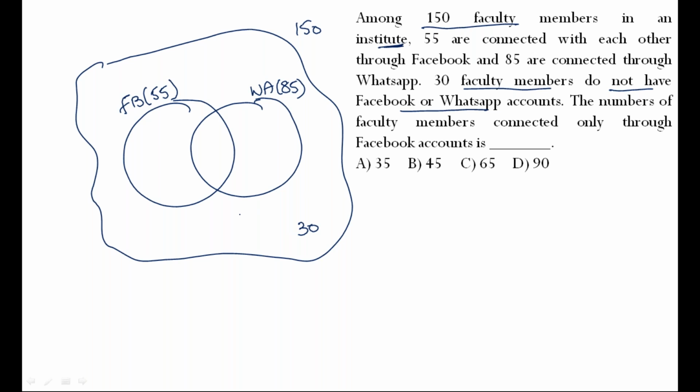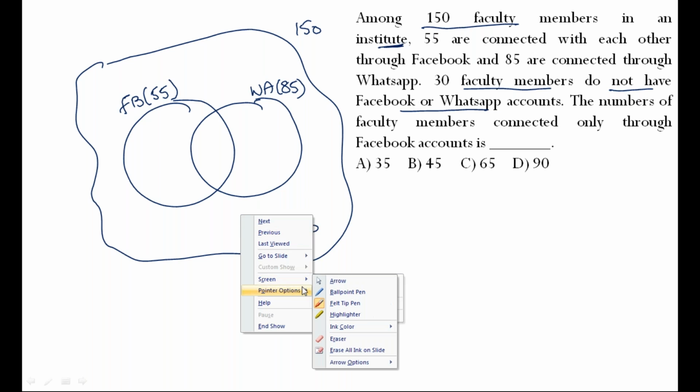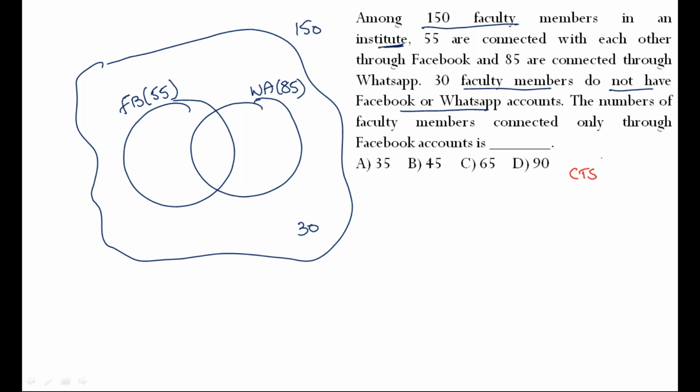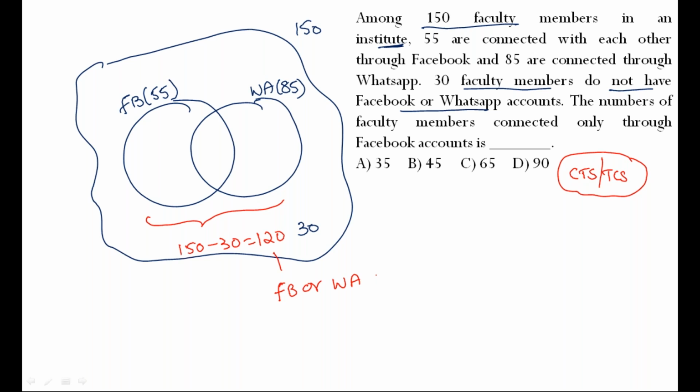Now friends, let us try to understand what is this here. This type of question model is given in CTS and TCS as well. Now listen, out of 150, 30 are not there, meaning this area is 150 minus 30, 120. What is this 120? How many are having Facebook or WhatsApp or both is 120. Why? Among 150, 30 are not having these accounts, meaning we have 120 people having Facebook or WhatsApp.